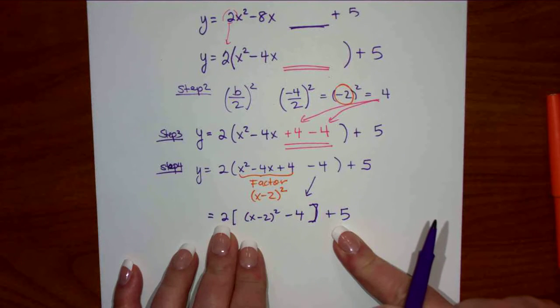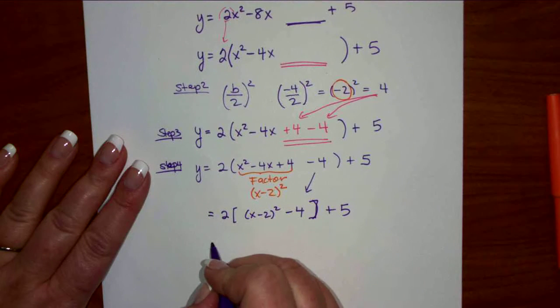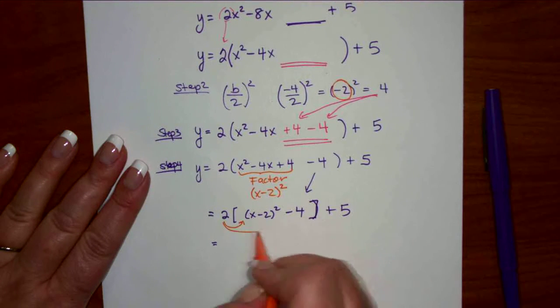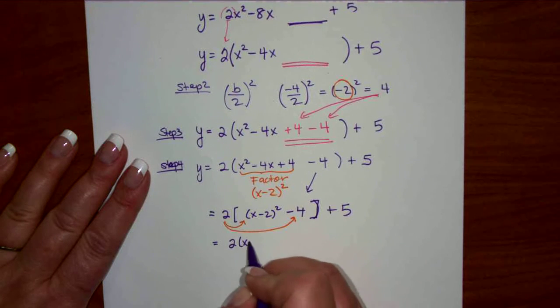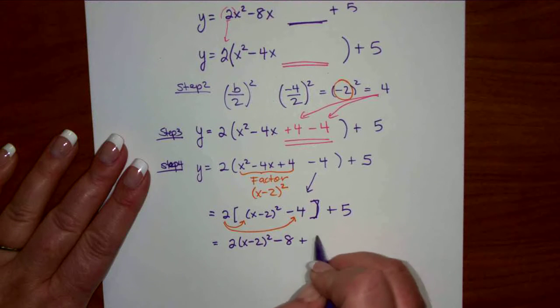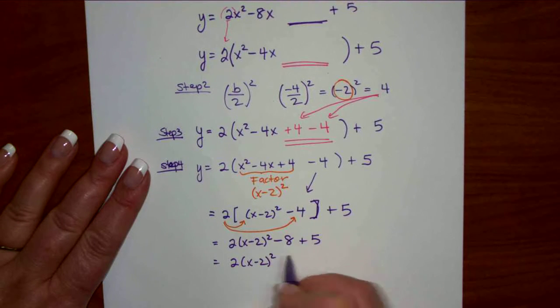Now it's not quite right yet, but we put the 2 back in. So the next step would be to put the 2 in front of this and with the 4. So that would be 2 times (x minus 2) squared. 2 times 4 is -8, and then we have the +5. -8 plus 5 is -3.